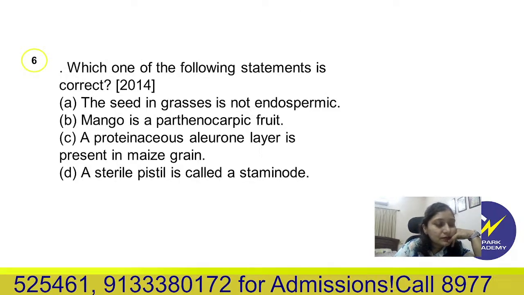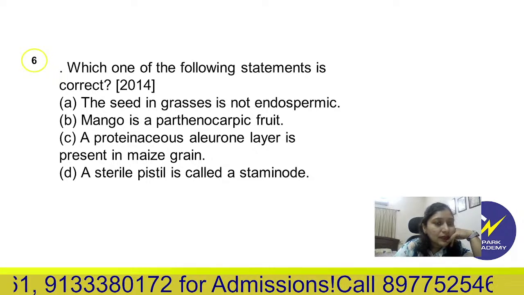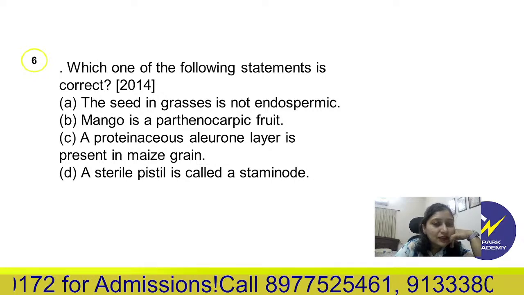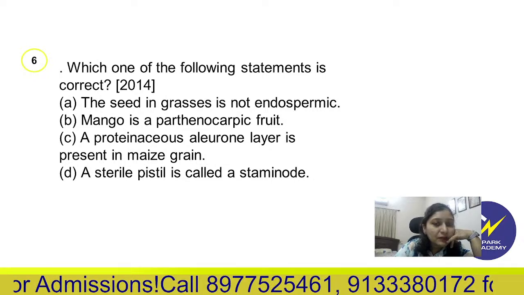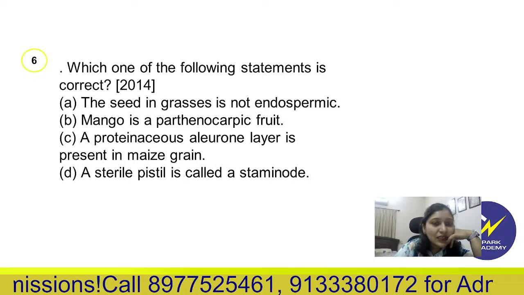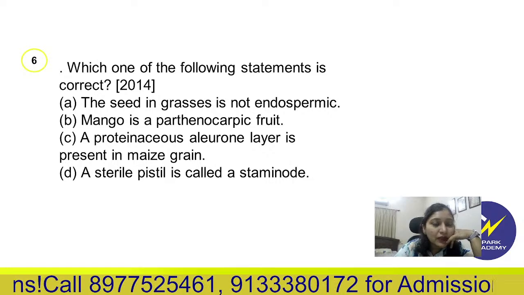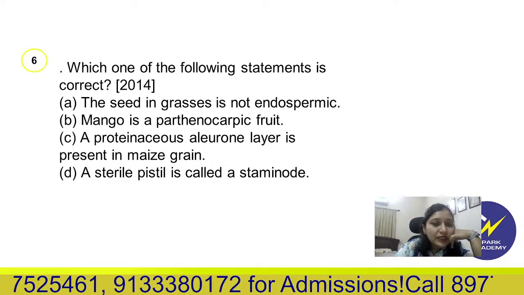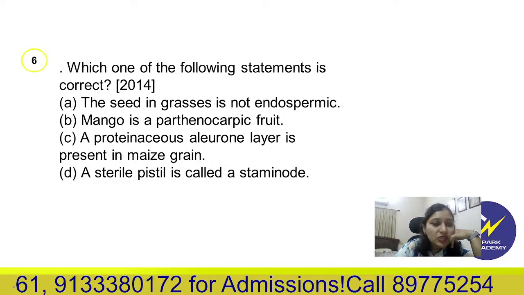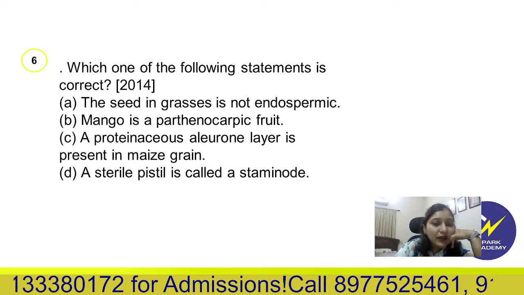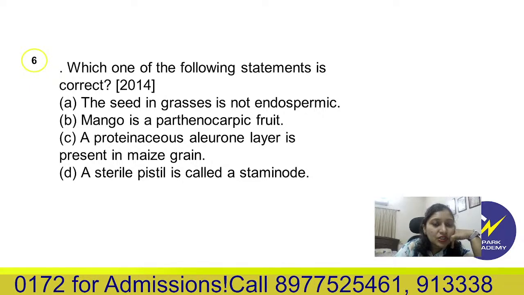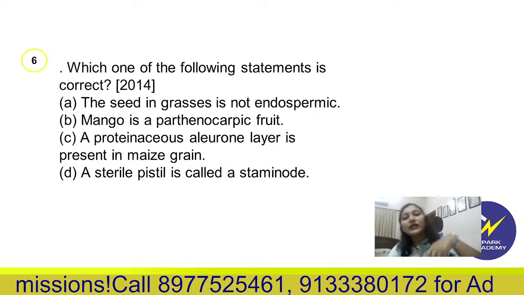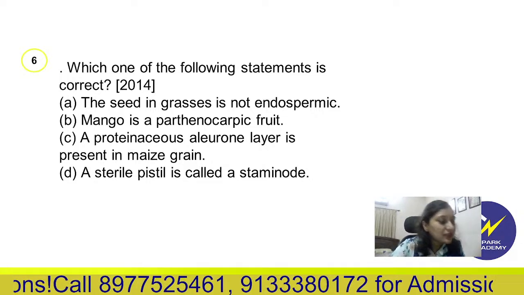Next, which one of the following statement is correct? You need to select correct statement over here. The seed in grasses is not endospermic. Mango is a parthenocarpic fruit. A proteinous aleurone layer is present in maize grain. A sterile pistil is called staminode. We have already discussed this point.